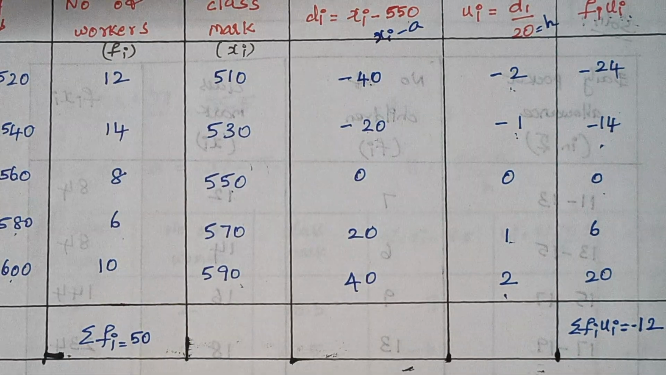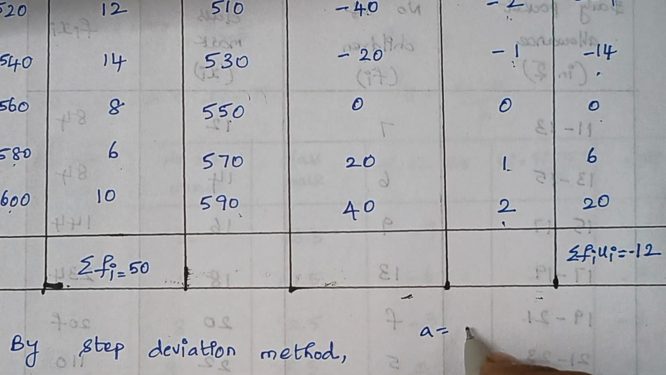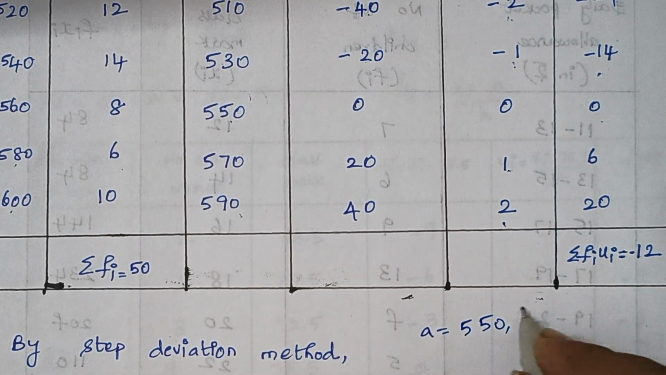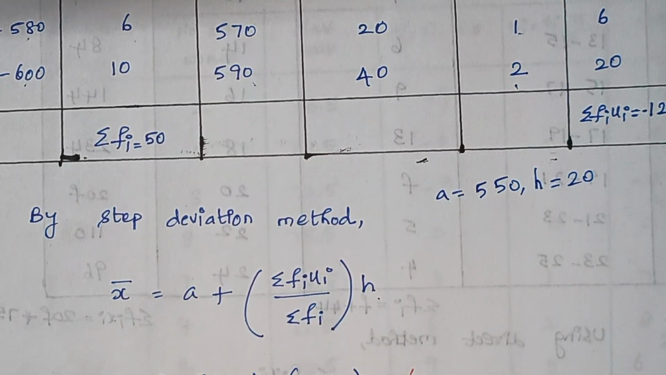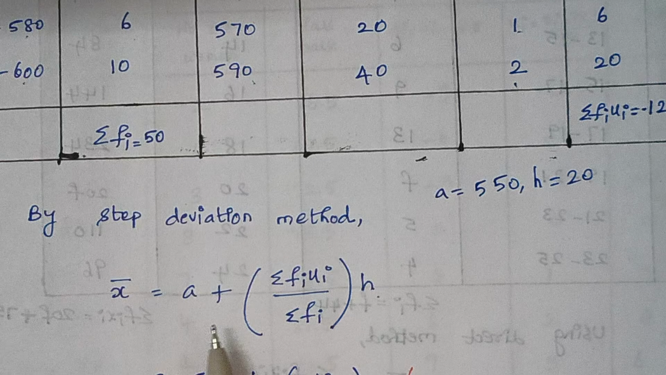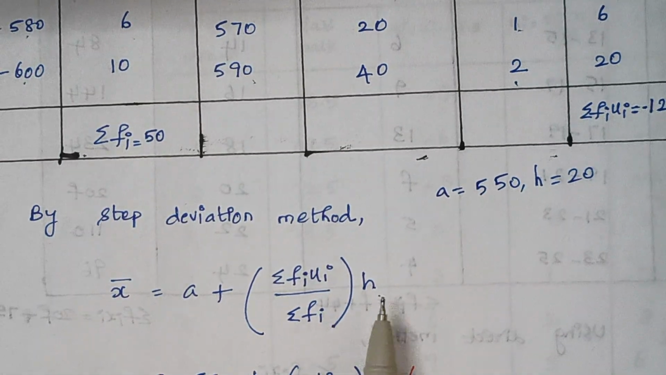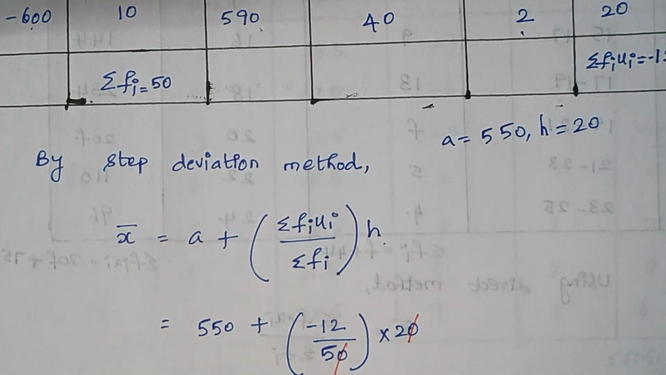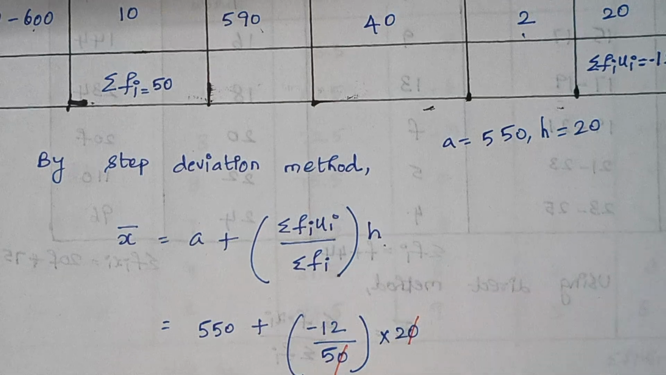Right. So here the value of a is 550. The value of h is 20. So just substitute in the formula. So x bar is equal to a plus summation of fi ui by summation of fi into h. So a is 550 and fi ui is minus 12 and summation of fi is 50, right?